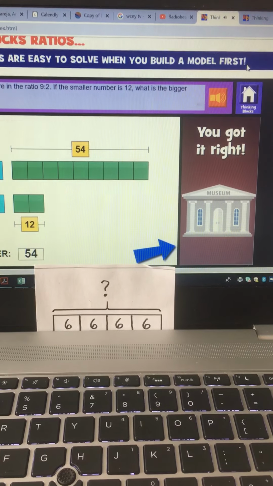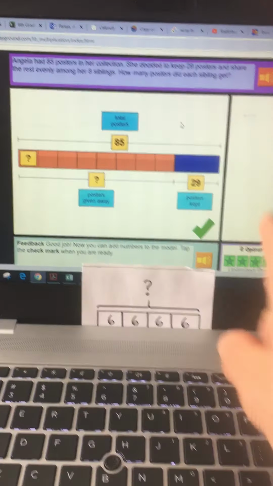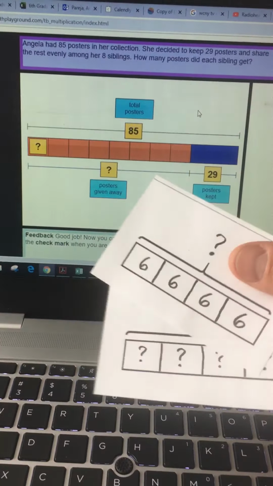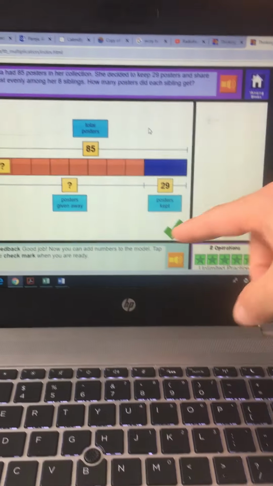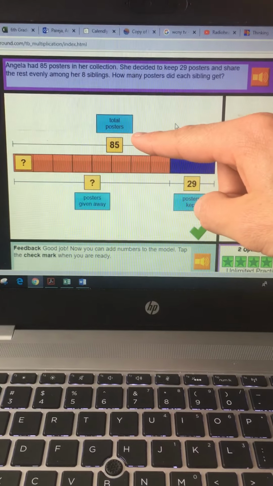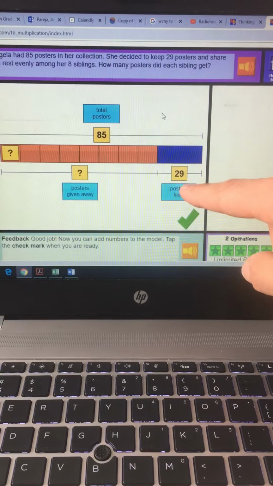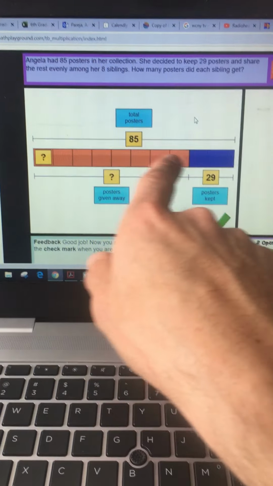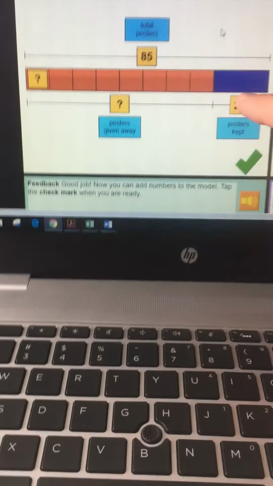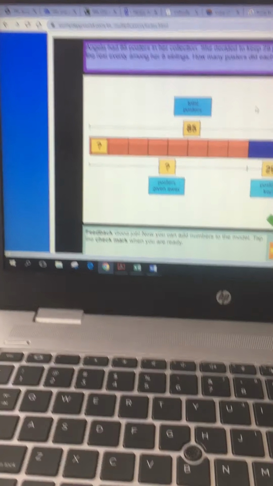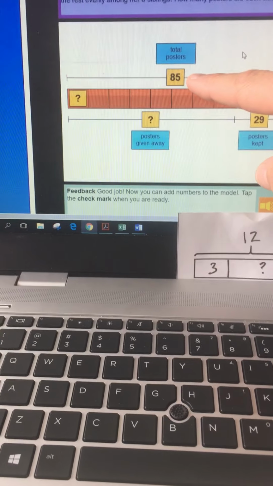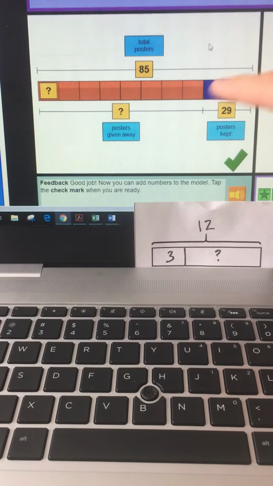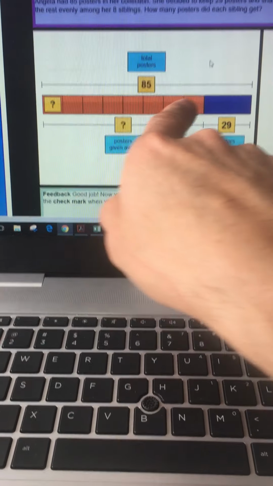Oh, beautiful. Okay, so for you 7th graders, however, you have a slightly more complicated version, but you're still using your basic knowledge of tape diagrams. So for example, this is a story about somebody with a total of 85 posters. They decided to keep 29 posters, and they gave the rest of the posters to 8 of their siblings. So this is a 2-part process. In this one, we have the total 85, just like here, and we need to, if we take this 29 away, then we can figure out how much the red would be.